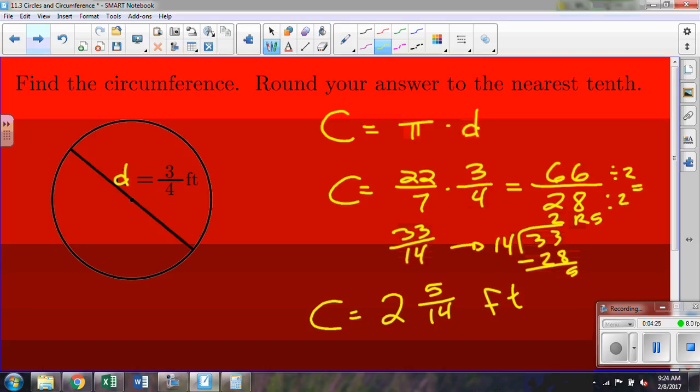Obviously, most students prefer the decimal problems because they're like, oh, cool, I can just plug it into my calculator and get the answer. All right, fine, but that doesn't mean that you get to completely ignore fractions. They are important. You still have to know how to work with them.